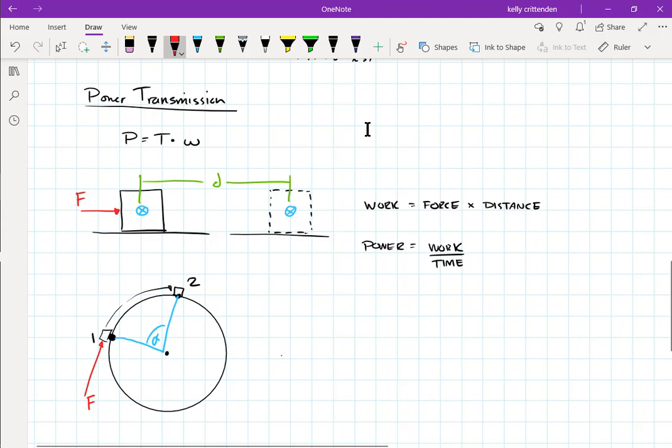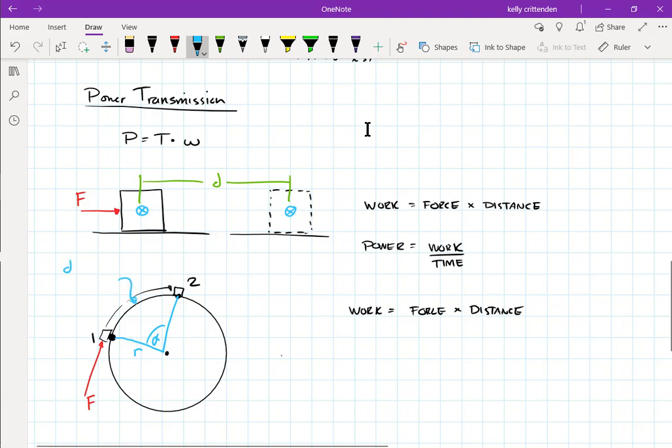But I'm moving it around a curved path, instead of a straight path where I moved it a distance d. So the same idea of work equaling force times distance still applies. I've applied a force F, that looks the same except it's at an angle versus horizontal. But the distance it's gone is not d; the distance is this radius times alpha, which would be this arc length.